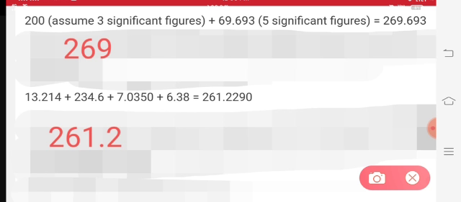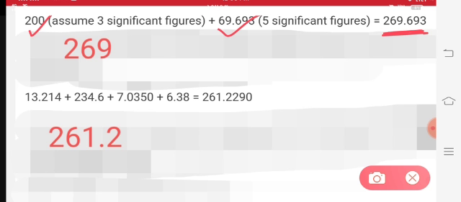You have to find the least decimal place, or the least significant figured value. Then we have to round off the value. First of all, suppose you are given two numbers, 200 and this number. You now have to add these and the result is this, suppose. Then you have to round it off.